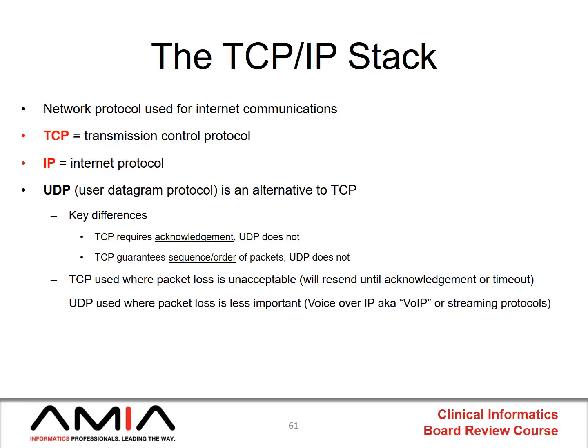So UDP is used where packet loss is less important, and believe it or not, where packet sequence is also less important. So voice over IP uses UDP, for example. Many streaming protocols use it because I care more about avoiding stuttering and gaps, and I will tolerate a very slight jitter or decrement in call quality as long as there's not giant pauses while I'm talking or viewing a video stream.